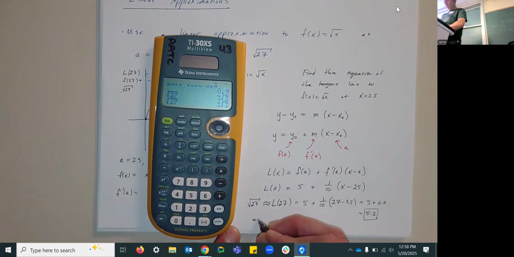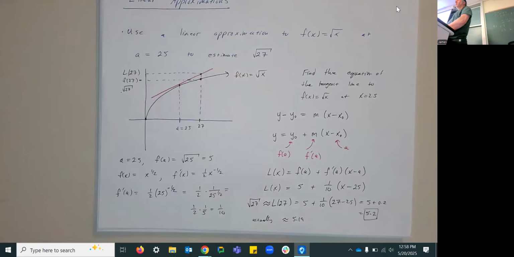So actually, approximately 5.19. So our estimate was pretty good, right? Without doing any sort of hard math, really. We didn't do anything that crazy. We found the equation of a tangent line. We plugged in a point. We found a decent estimate of the square root of 27. So that's the whole idea with linear approximations and linearizations, is we can use these tangent lines to approximate a function evaluated at some more challenging value.